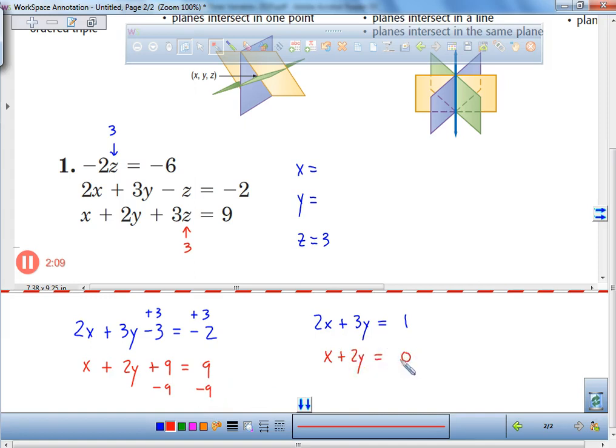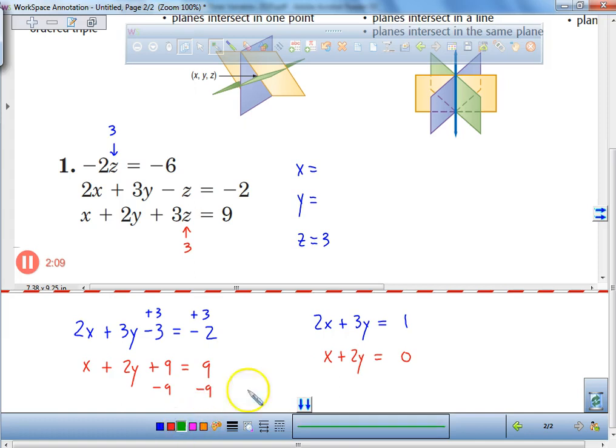equals 0. And what we've done here is now we do not have a system of 3 variables. What do we have a system of? 2 variables. Very good. Now, at this point, we have to make a decision. Do we want to eliminate all of our y's, or do we want to eliminate all of our x's? And I'm going to say eliminate the x's.